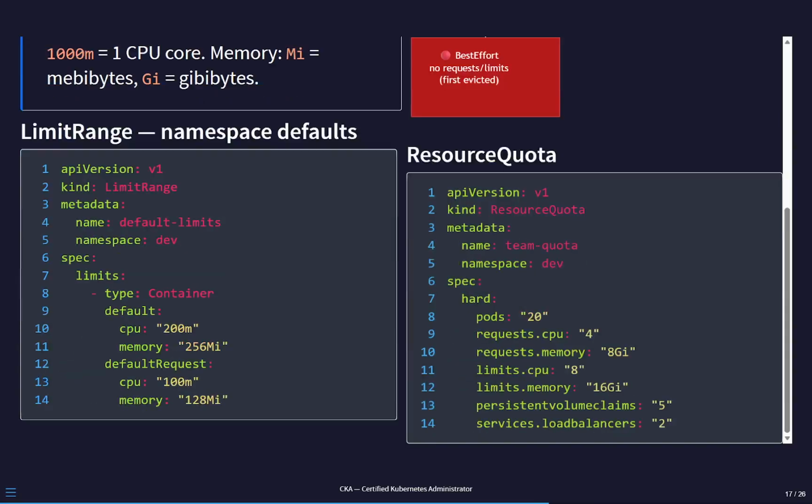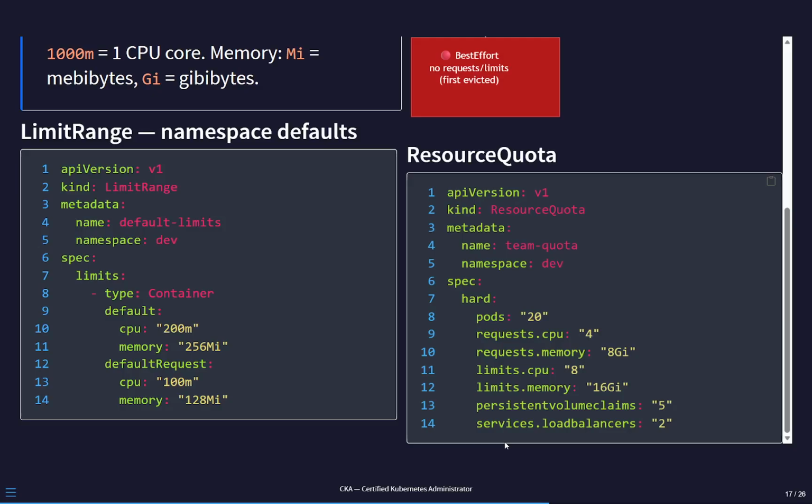Click. Limit range lets you set default requests and limits for containers in a namespace. This way, any pod deployed without explicit resource specs automatically gets sensible defaults. Resource quota puts a hard ceiling on total resource consumption across the entire namespace. It prevents a single team from monopolizing cluster resources.